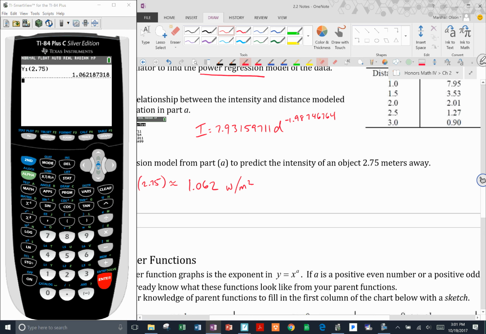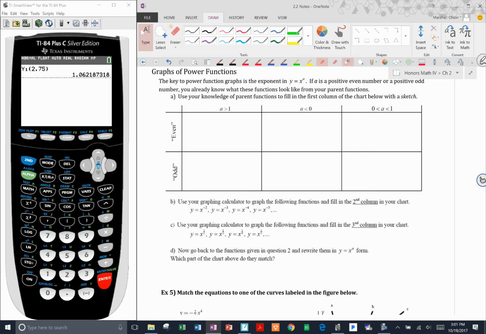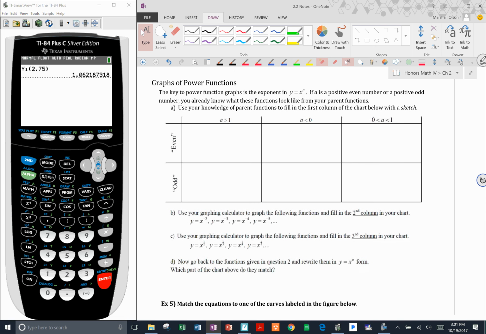Okay, on the back side of this sheet, so the front side was mostly applications of power functions. Now we're going to look at their graphs specifically. In class, if we have some time, we'll use Desmos to illustrate this a little bit more. But we're just going to talk about what we know about even and odd functions. Make sure you understand what we're talking about here.